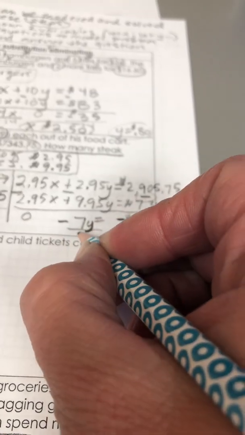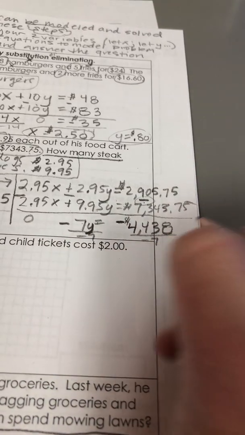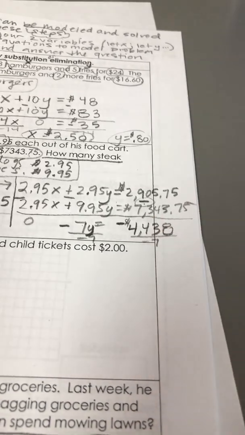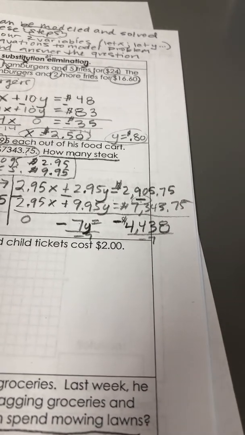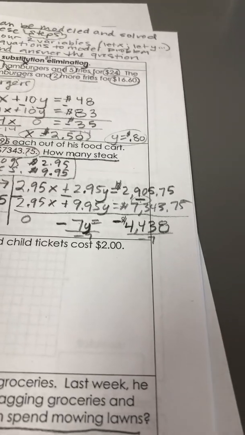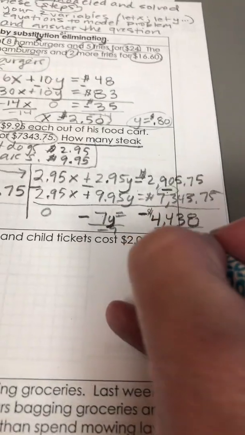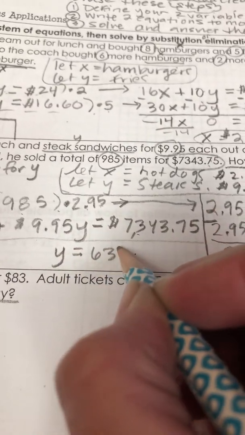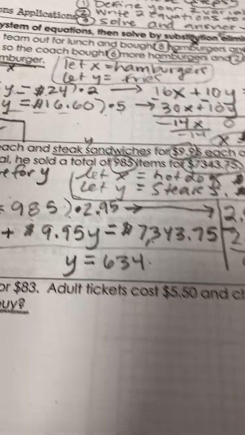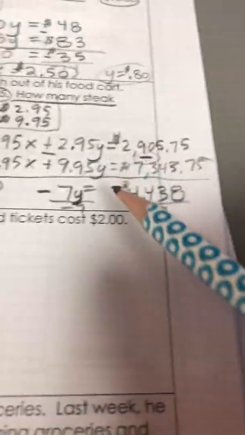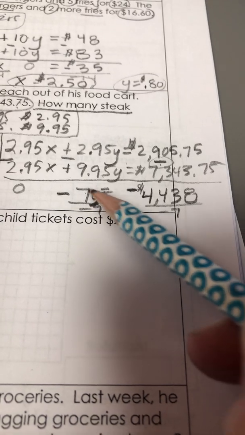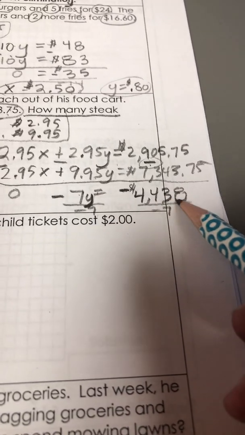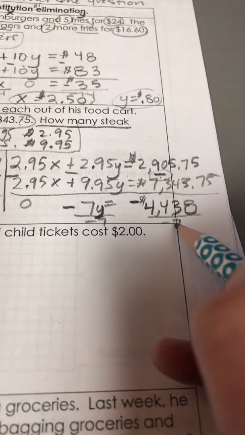I'm going to now divide both sides by -7, and I will get my positive number. So in essence, I'm dividing 4,438 by 7. And I'm going to end up with, I'm going to write it over here, y equals 634. So again, I got 634 by dividing, because I want to get my y alone, right? They're both negative numbers, negative divided by negative is positive. So I end up with y is 634.